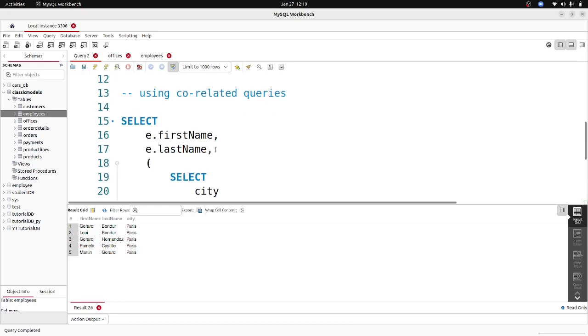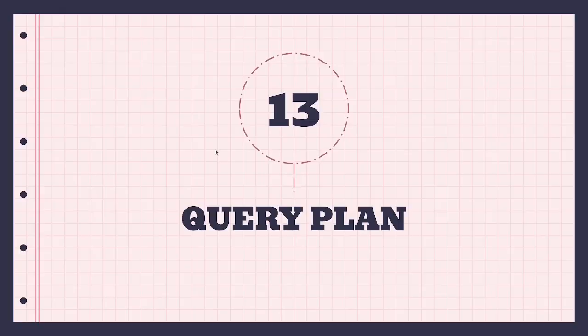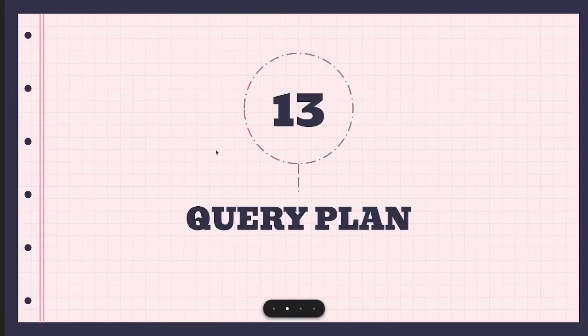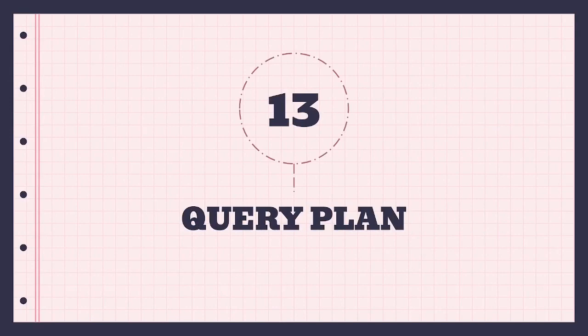But which one of them is the best to choose? Should you use a join, a subquery, or a correlated query? That's where you need to analyze the performance of your queries, and that's what we're going to cover in the next video. In the next video, we're going to be looking at the query plan and how to analyze the performance of your queries, to see which query is actually giving you the fastest result.